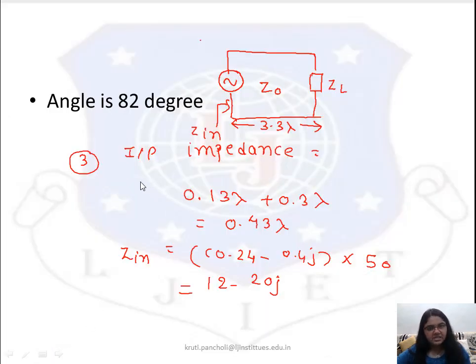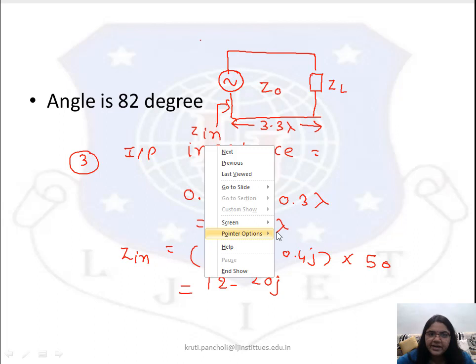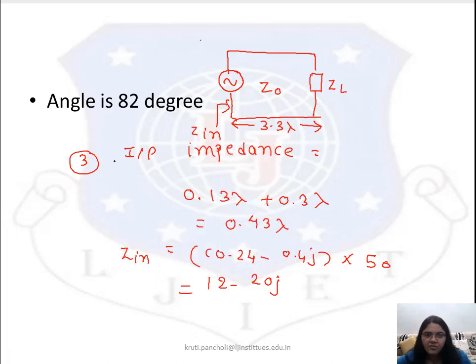Next, I want to find out the input impedance value. This is the diagram: generator, load, and this distance is 3.3 lambda. It is the point at which I can find the value of my input impedance. So this is the point at which I can find out the input impedance value.